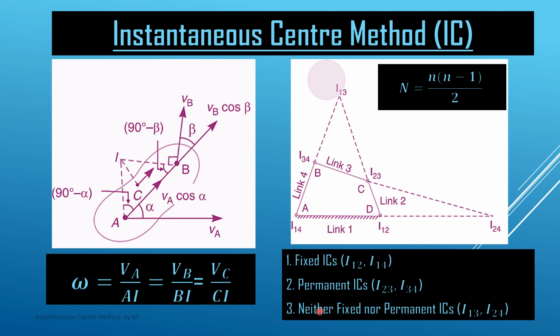The third kind of ICs are neither fixed nor permanent. I13 and I24 are called neither fixed nor permanent ICs, because these ICs change as we change the configuration of the mechanism. So this way we see how, using this formula, we can find the number of ICs in any mechanism.